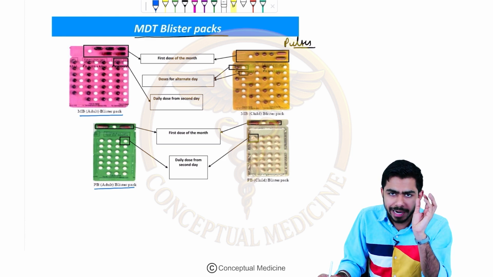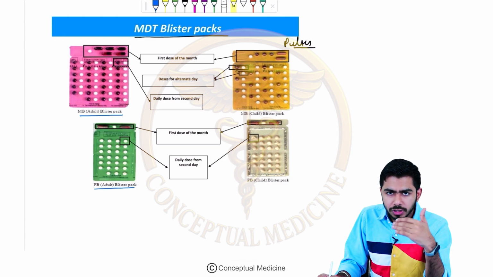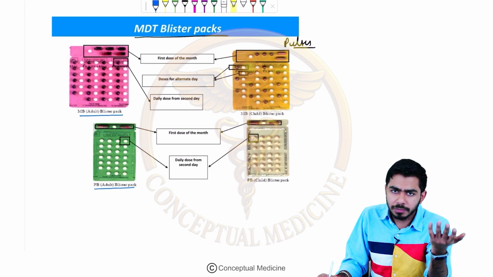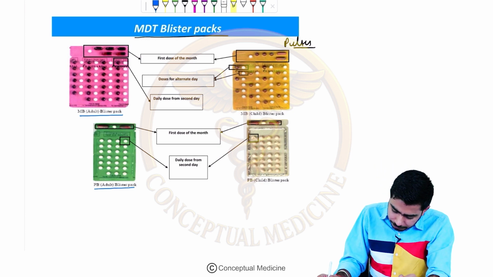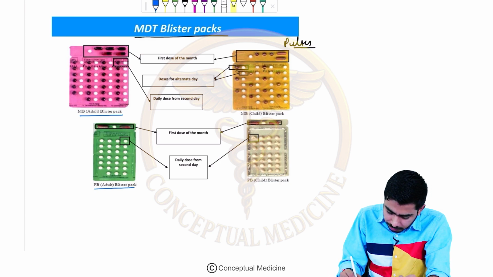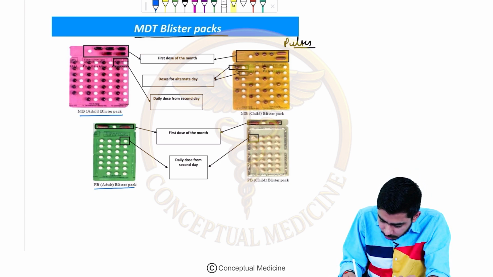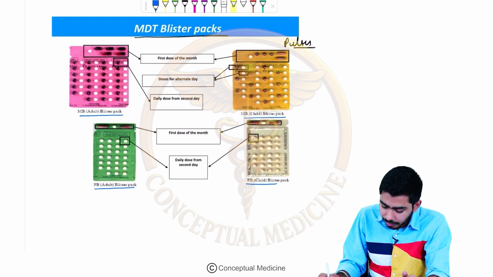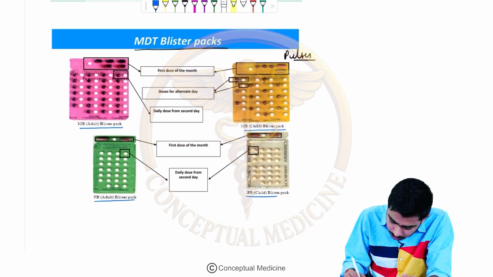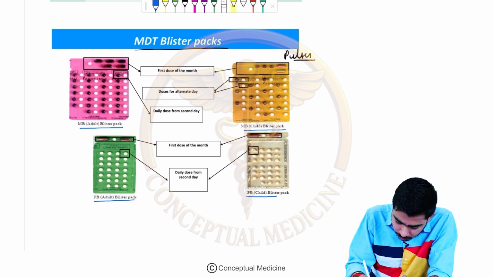So for the adults, for the paucibacillary, we are using the green color packet. For the multibacillary, we are using the pink color packet. Then for the children, for the multibacillary, we are using the yellow color packet, and for the child paucibacillary, we are using the brown color packet. So that is the thing over here, and you can see this category.